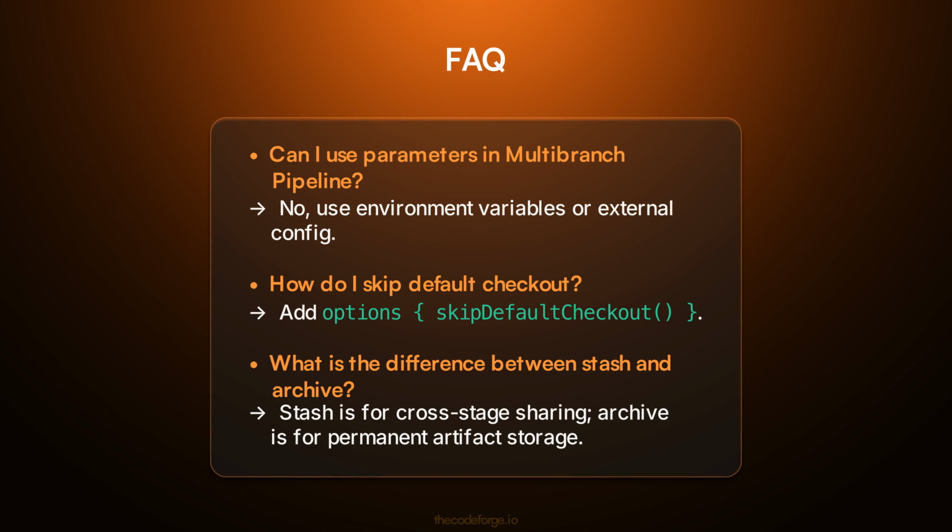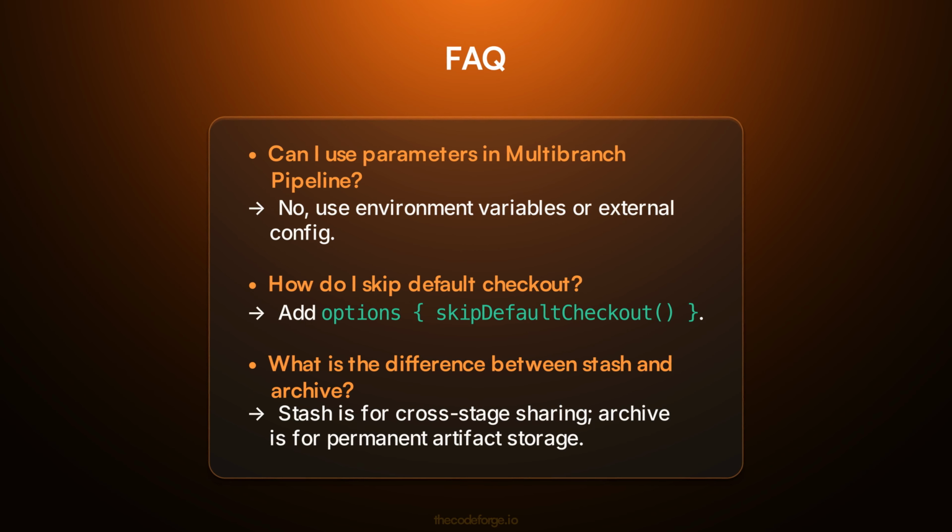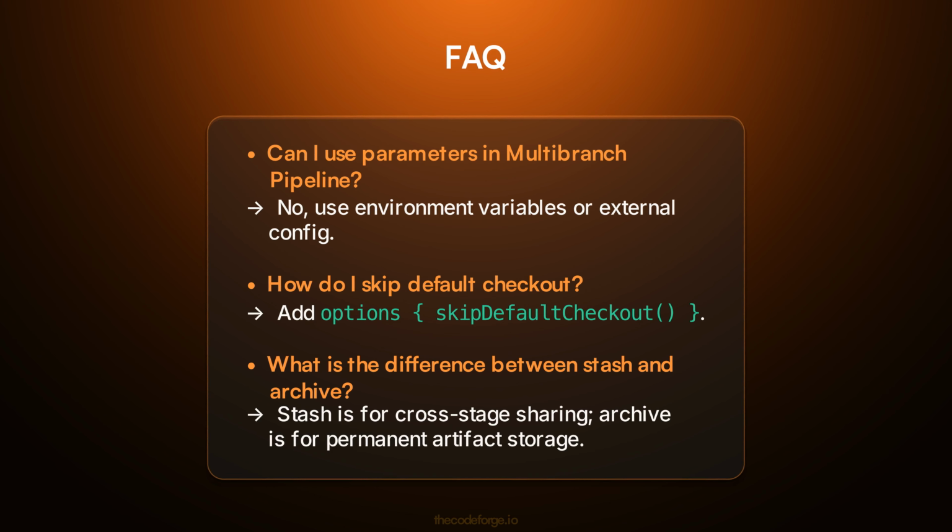And a few frequently asked questions. Can I use parameters in a multibranch pipeline? No, use environment variables or external config. How do I skip default checkout? Add options skipDefaultCheckout. What is the difference between stash and archive? Stash is for cross-stage sharing. Archive is for permanent artifact storage.